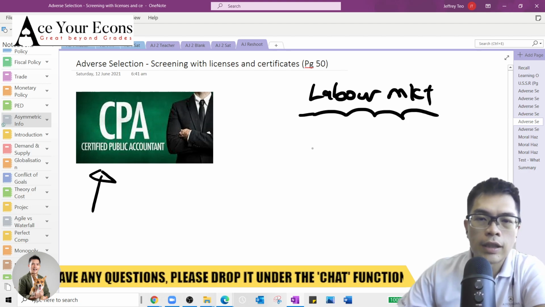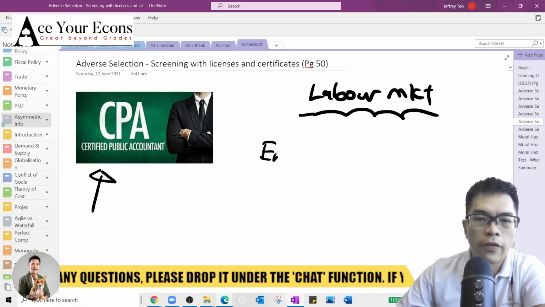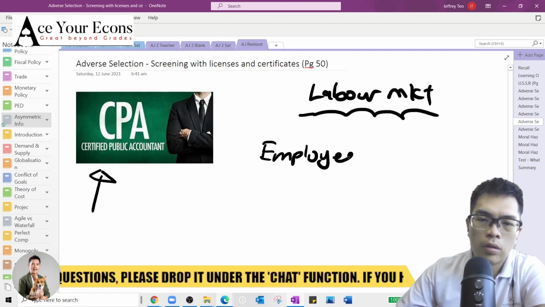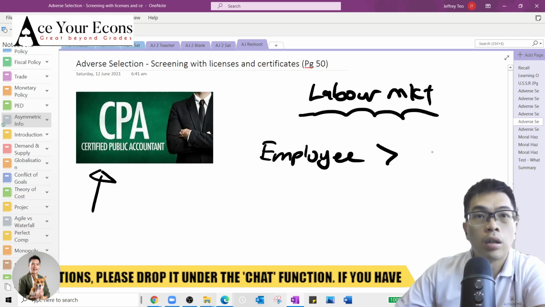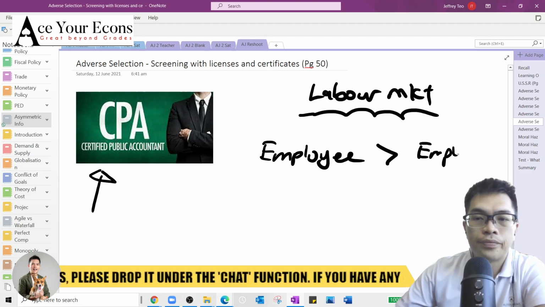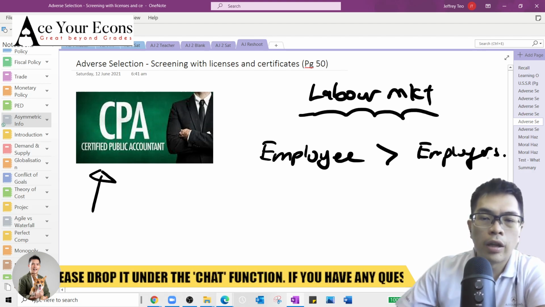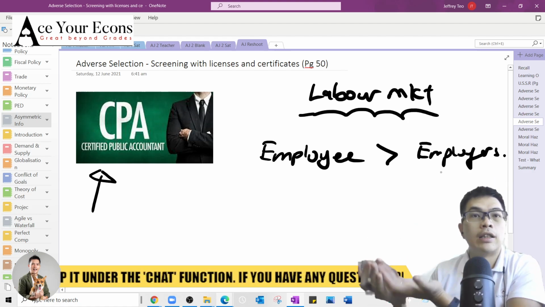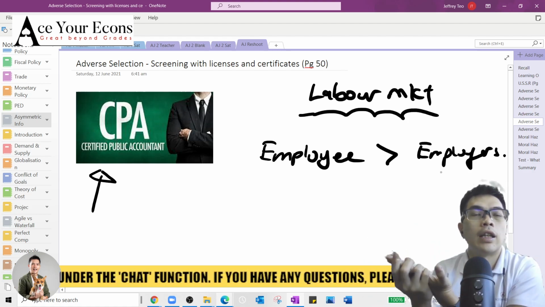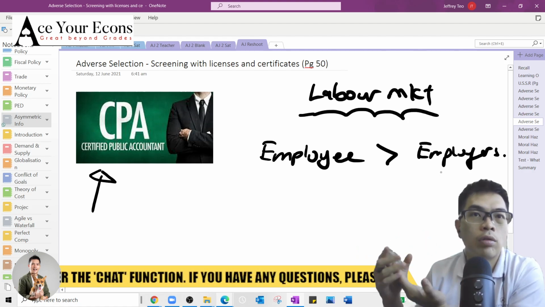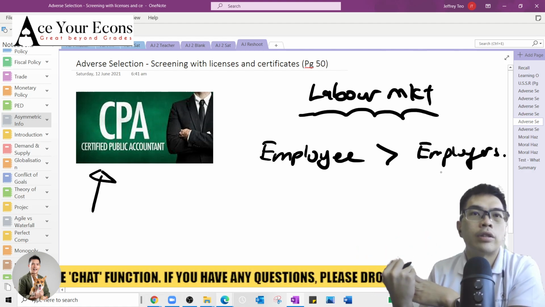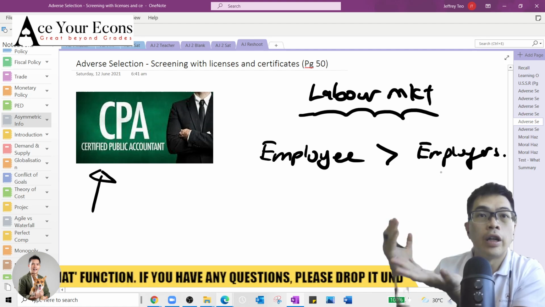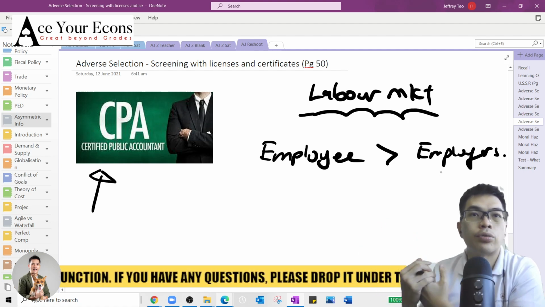Okay, so you can see that is the employees having more info than the employers. And the employers will therefore adopt a screening process. They need you to send in the certs to ascertain that you have attained this highest quality of education. If you have extra certs like CPA, then they will screen.